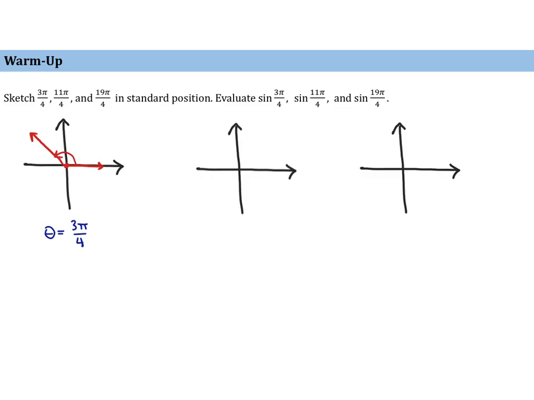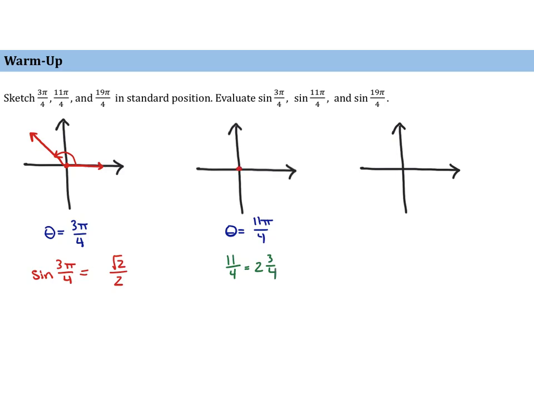So we know that the sine of 3 pi over 4 will be the same as the sine of pi over 4, which is root 2 over 2, and since it's in the second quadrant, it's positive. So now as we look at theta equals 11 pi over 4, it might be helpful to think of 11 fourths as 2 and 3 fourths.